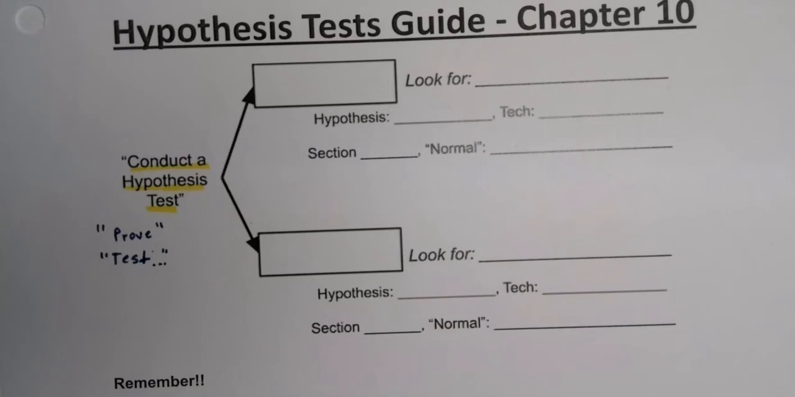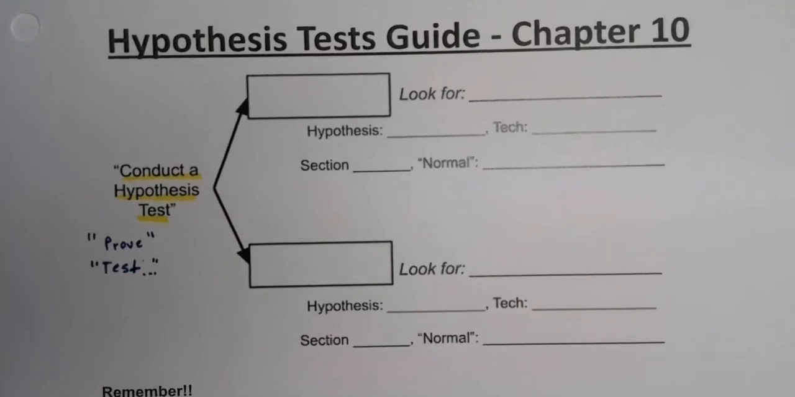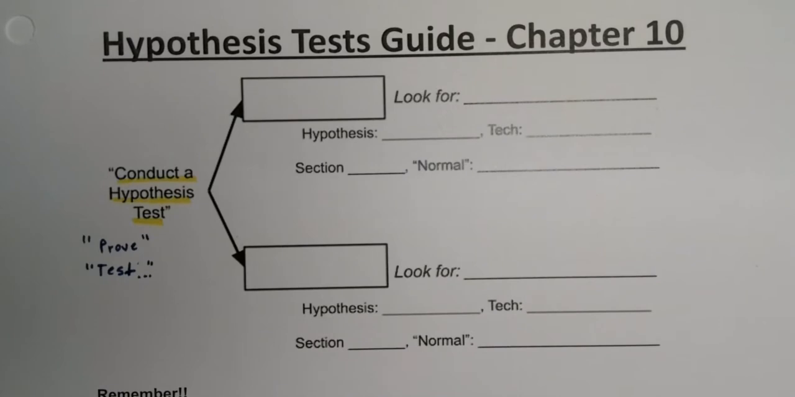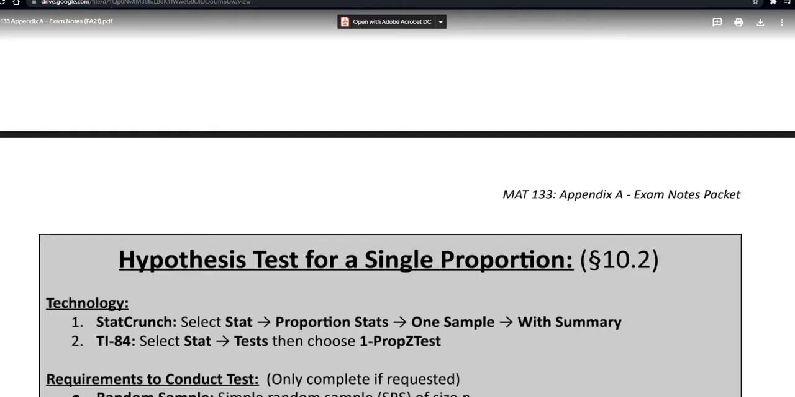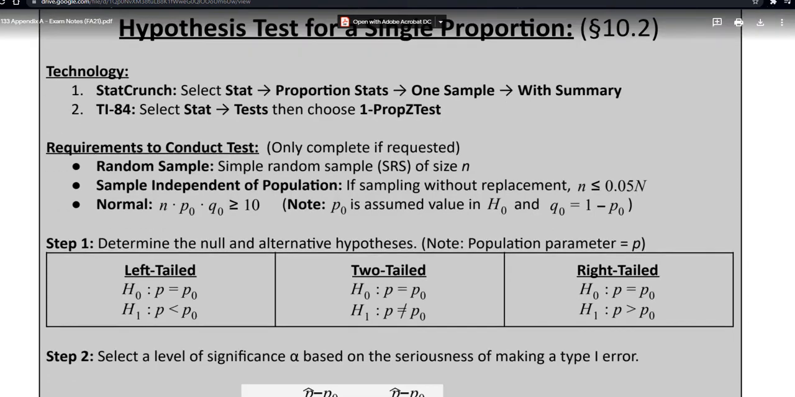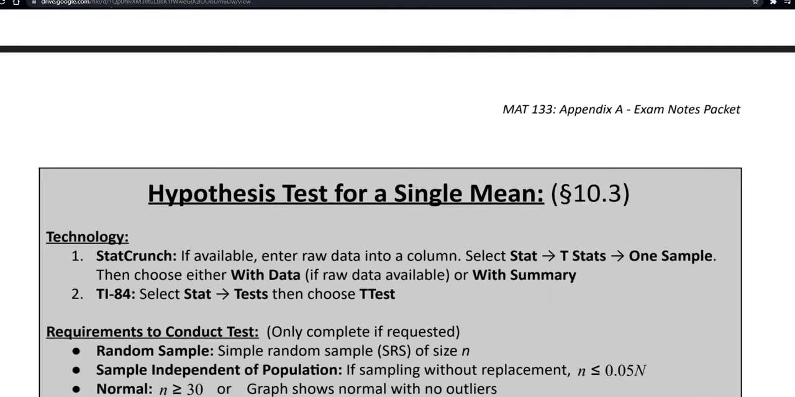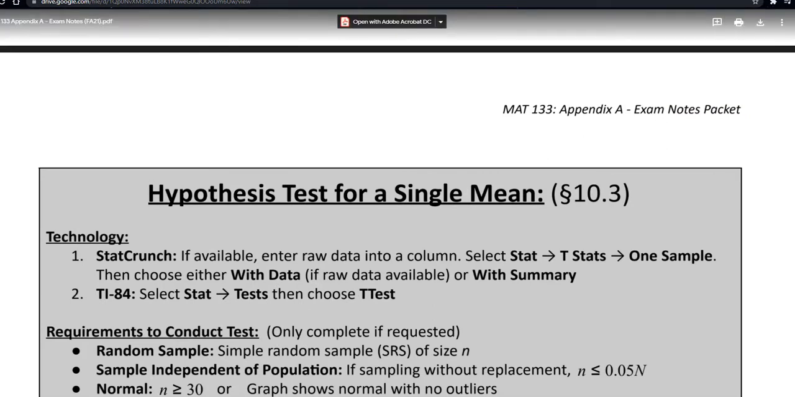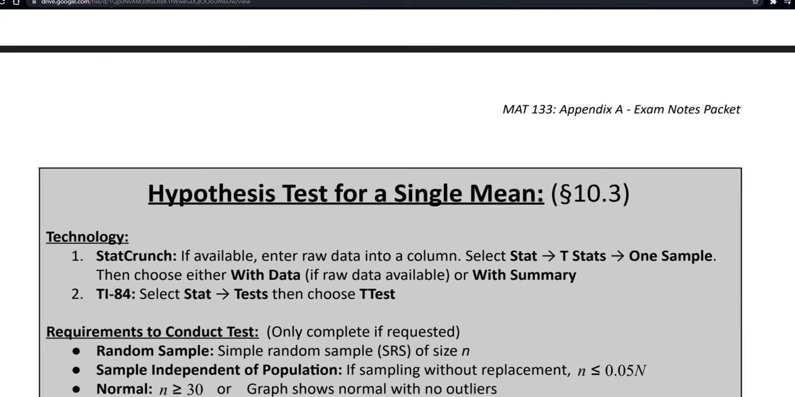Well, you have two available to you, right? So if we look at our exam notes packet for a second, right here I have the electronic version, although I will probably pull out the paper version as well. It says hypothesis test for a single proportion. We learned about that in section 10.2. And then on the next page, it has a hypothesis test for a single mean, which we learned about in section 10.3. So those are the two that we're working with just in Chapter 10.